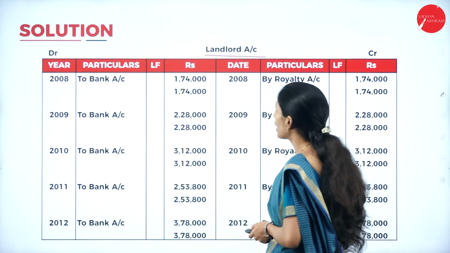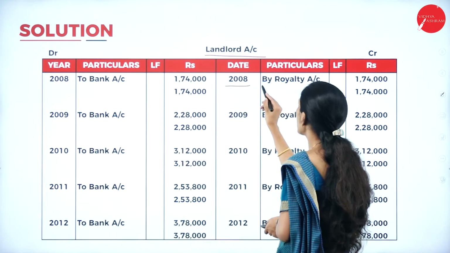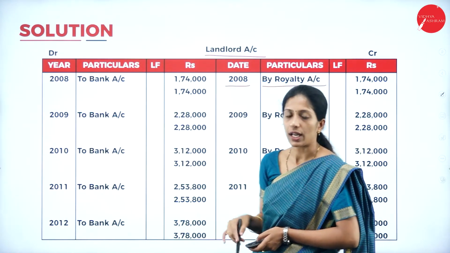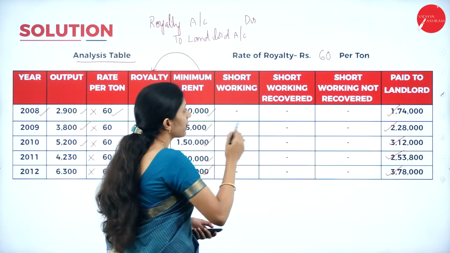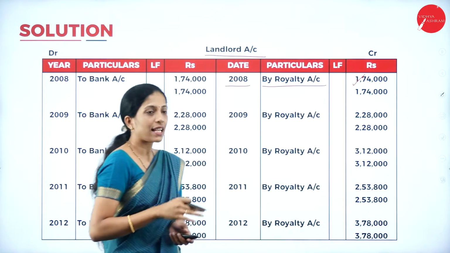Now which account are we going to prepare? Landlord account. So how do we write? 2008, by royalty account. And what is the amount? The amount in the first year is 1,74,000.